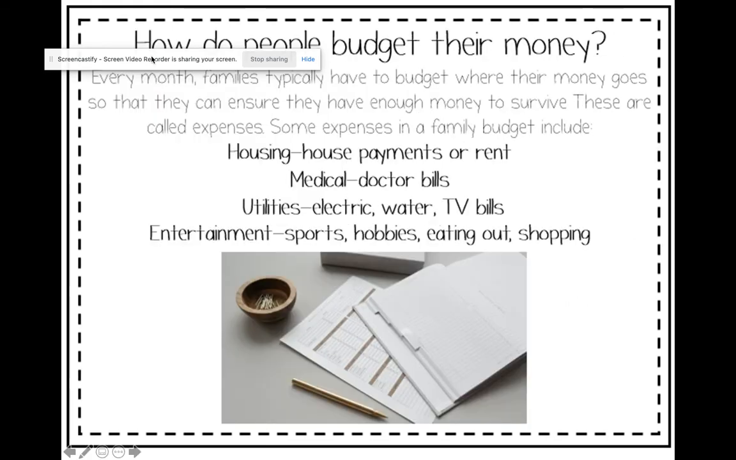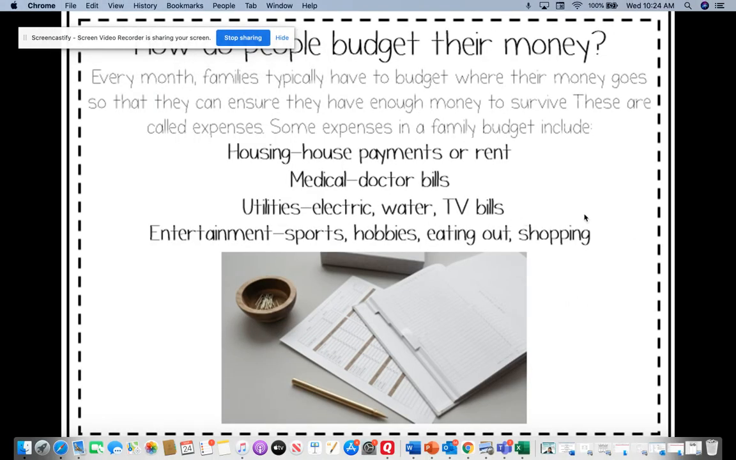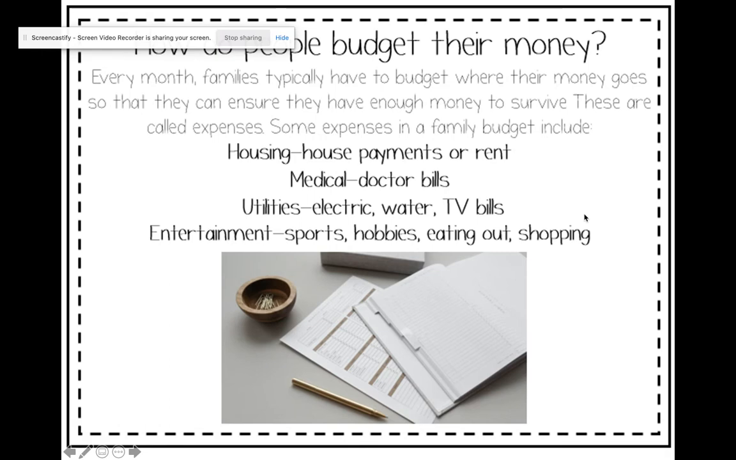How do people budget their money? Every month, families typically have to budget where their money goes so that they can ensure they have enough money to survive. These are called expenses. Some expenses in a family budget include housing, so your house payment or your rent, medical bills, like your doctor bills or going to the dentist, utilities, electric, water, TV, entertainment, sports, hobbies, eating out, shopping.